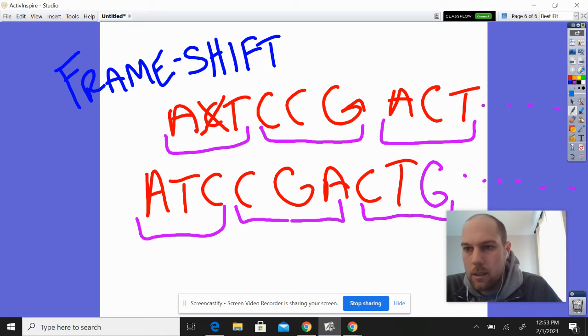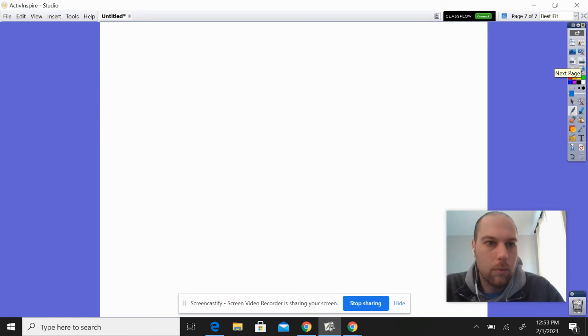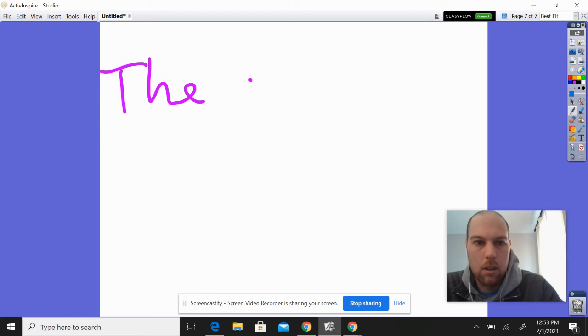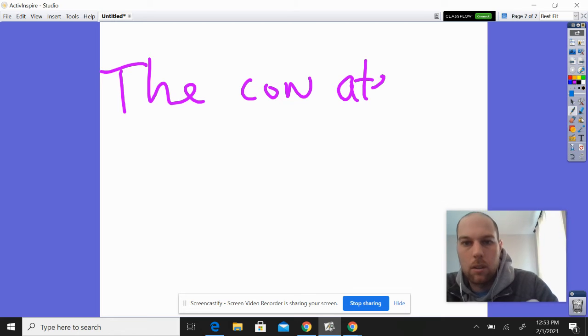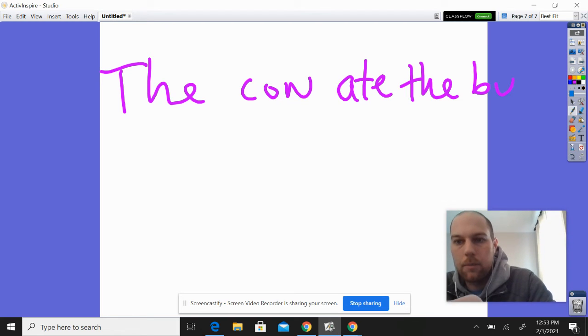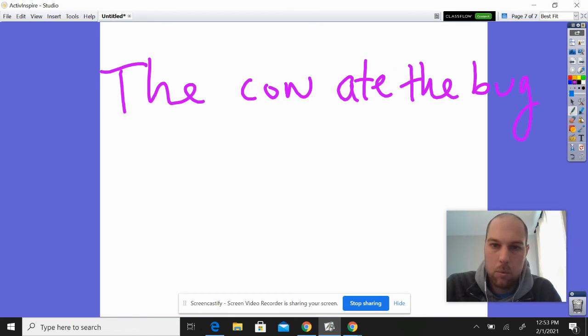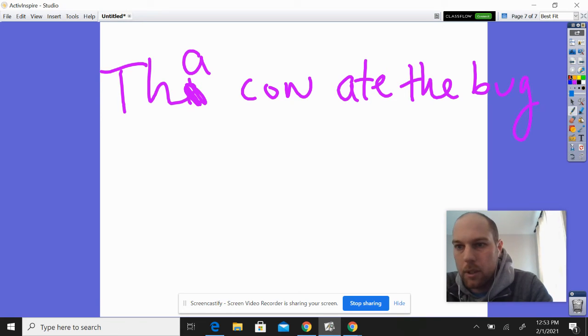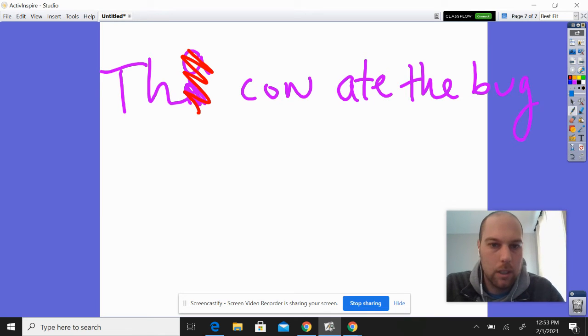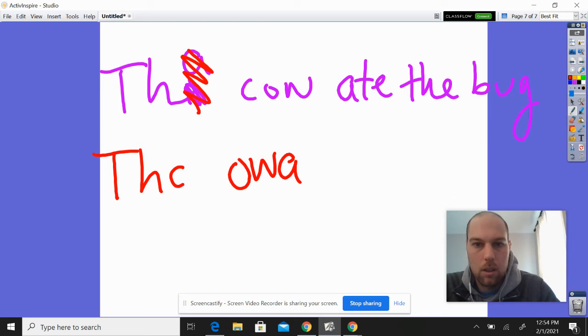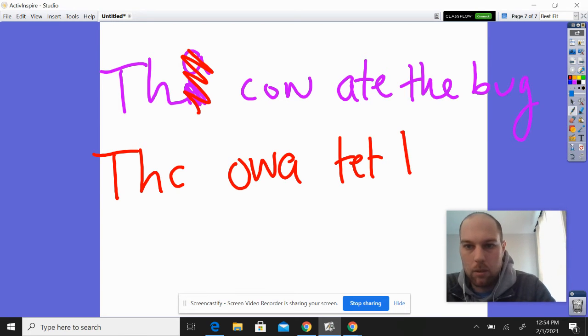It's like reading a sentence where, like, the cow ate the bug, right? If you switch one letter, like change this E to an A, you could probably still read that sentence. Try that sentence again if you completely shift everything over. Let's say you take out that E completely, but you still have to read it in segments of 3. It's a little more difficult, right?